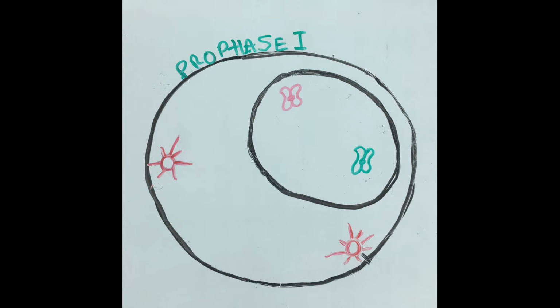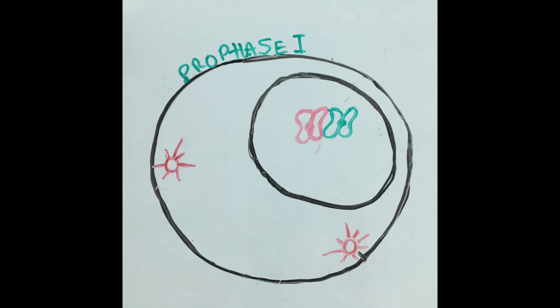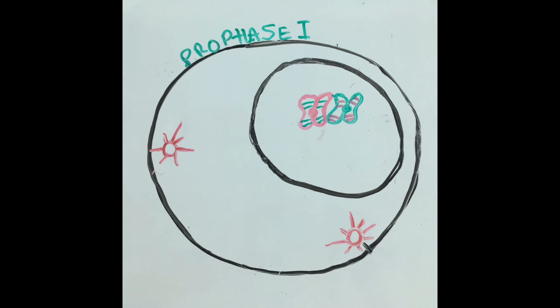The first stage of meiosis is prophase 1. Here, the chromosomes begin to condense and they line up with their homologous pairs. This process is called synapsis. A homologous pair is a pair of chromosomes that are similar in size and contain the same types of genes in the same locations. Then, crossing over occurs. This is when the homologous pairs transfer their genetic information with each other.